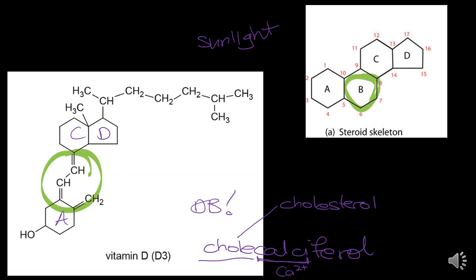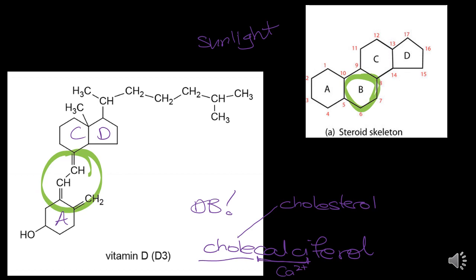So basically what happens is in some of the cholesterol that we intake from our food, on exposure to sunlight, and we've gone through all the organic chemistry reasons why sunlight can be important, it breaks open that B ring of the steroid skeleton, and then we end up with this super important signaling molecule. So we all need a certain amount of sunlight exposure every day to keep up our vitamin D levels.